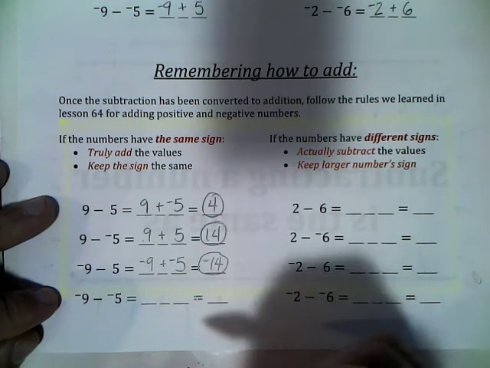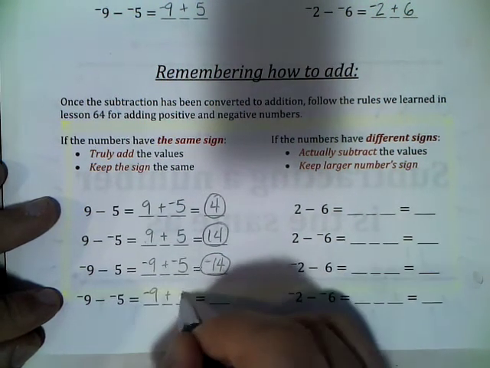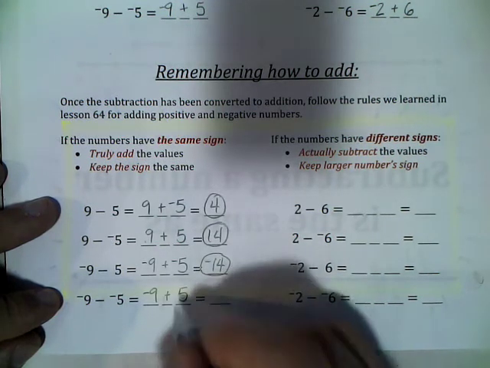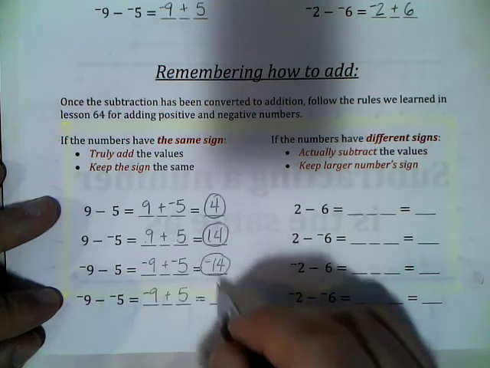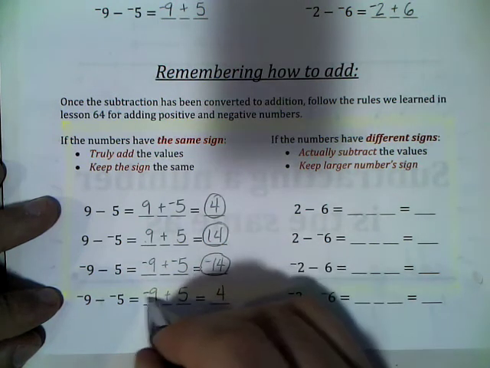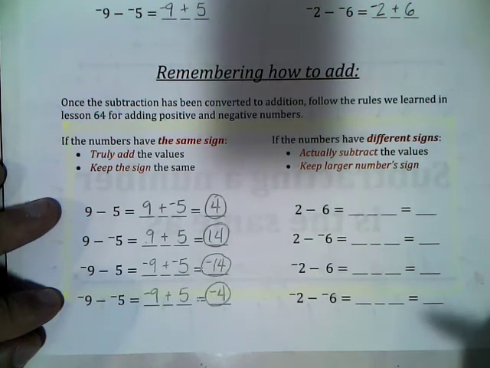And then last one here, a negative 9 plus a positive 5. Again, they have opposite signs. So since they have opposite signs, we're going to subtract them. We're going to get 4. But since the bigger number is negative, this will be negative as well. So go ahead and give these a shot on your own.